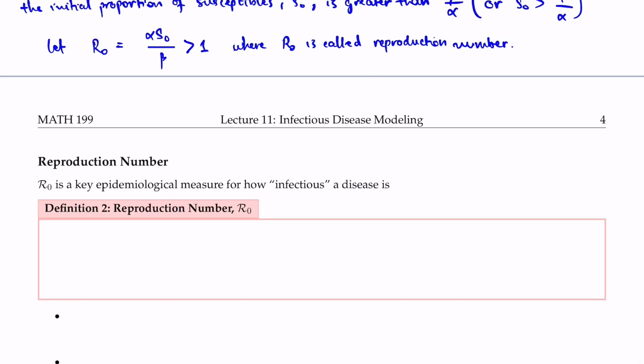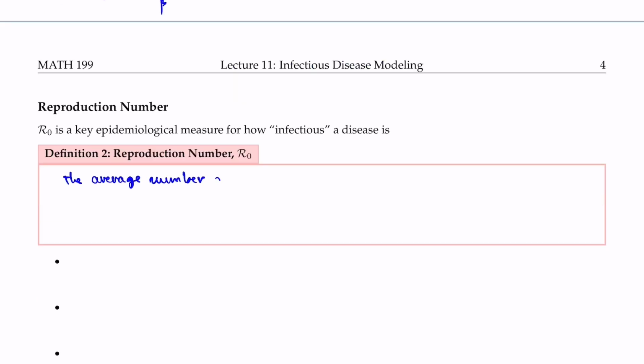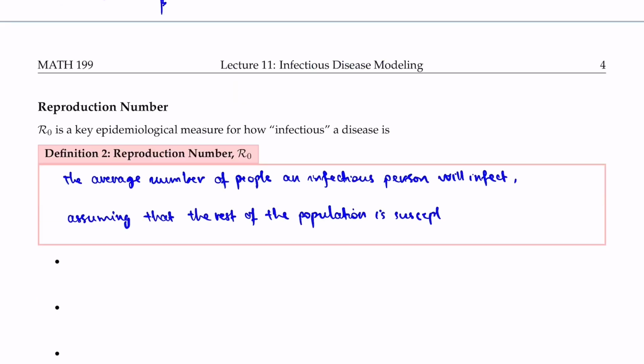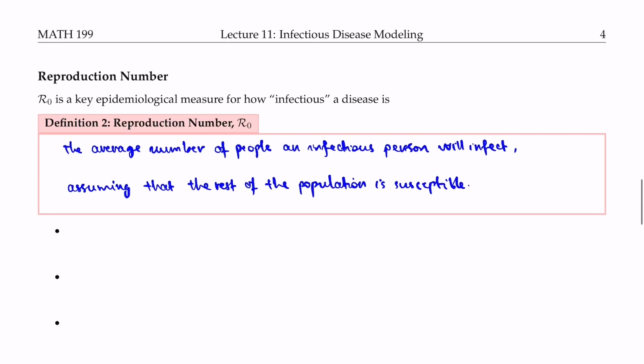R0 is a key epidemiological measure of how infectious a disease is. The definition is that the reproduction number is the average number of people an infectious person will infect, assuming that the rest of the population is susceptible. So when R0 is equal to 1, this is the threshold between epidemic and no epidemic.